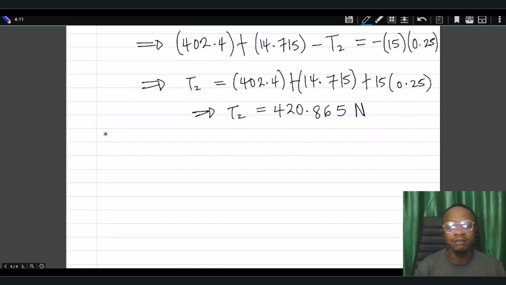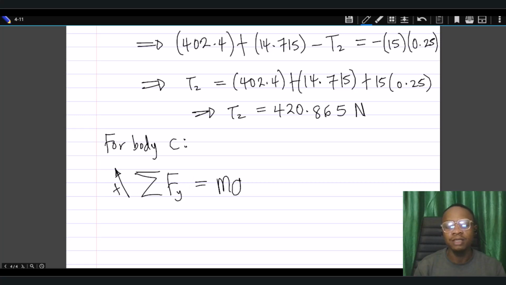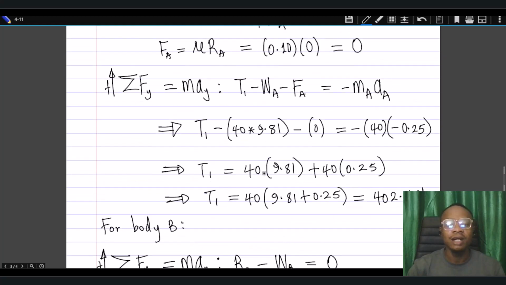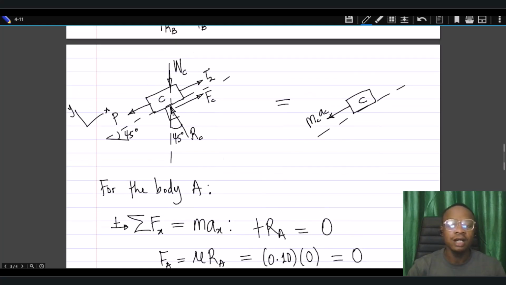So for body C, what do we have? The summation of forces in the y direction, taking up perpendicular to the incline as positive, should be equal to mass multiplying acceleration in the same direction. Let's get back to it. We have this reaction force, which is in the positive direction, taking the upward as positive.